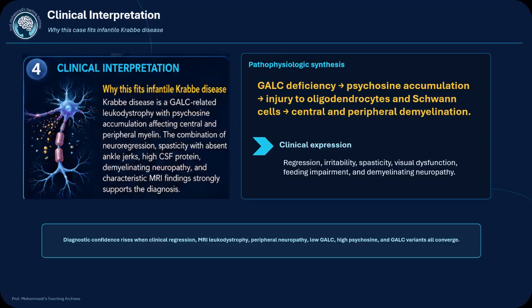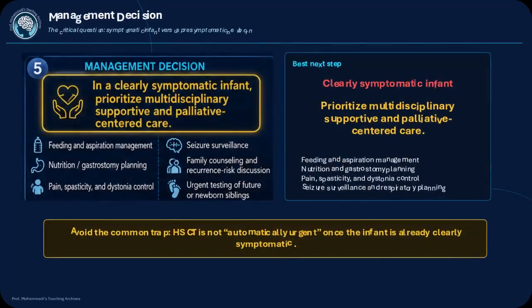Diagnostic confidence rises when clinical regression, MRI leukodystrophy, peripheral neuropathy, low GALC activity, elevated psychosine, and pathogenic GALC variants all converge. Next slide, please. The most important management question is whether this symptomatic infant should undergo urgent hematopoietic stem cell transplantation. This is where timing becomes critical.